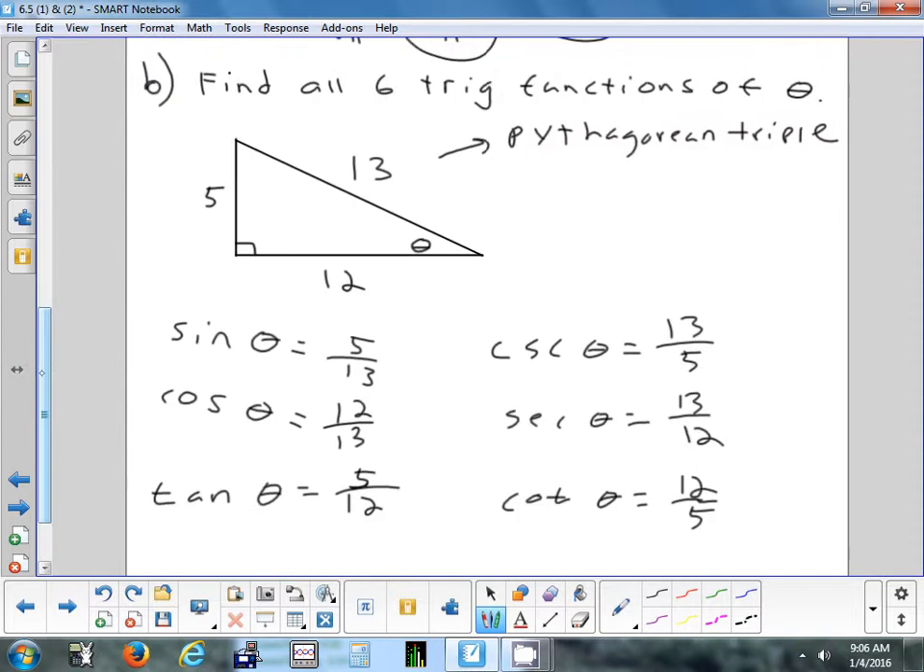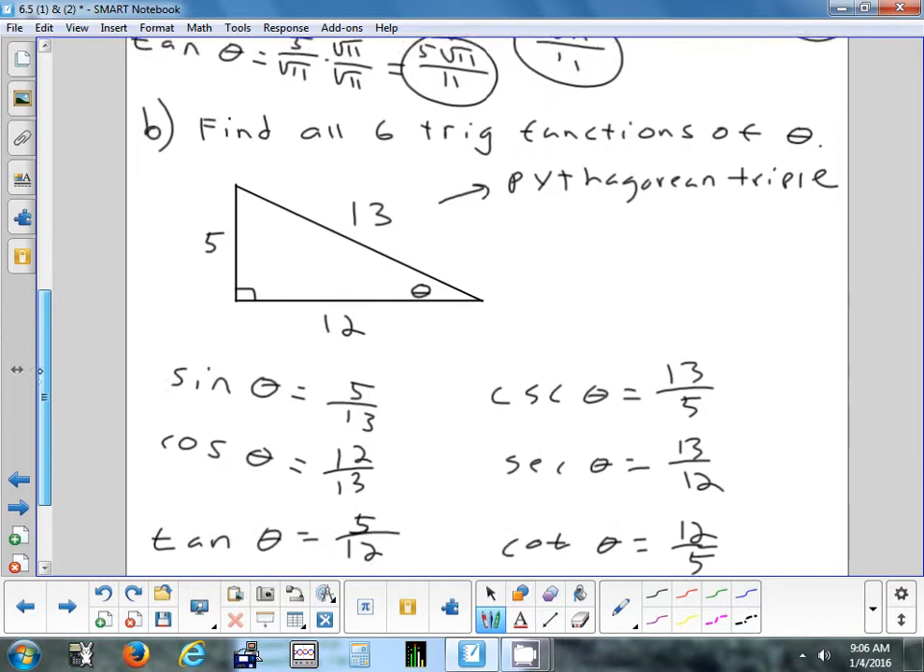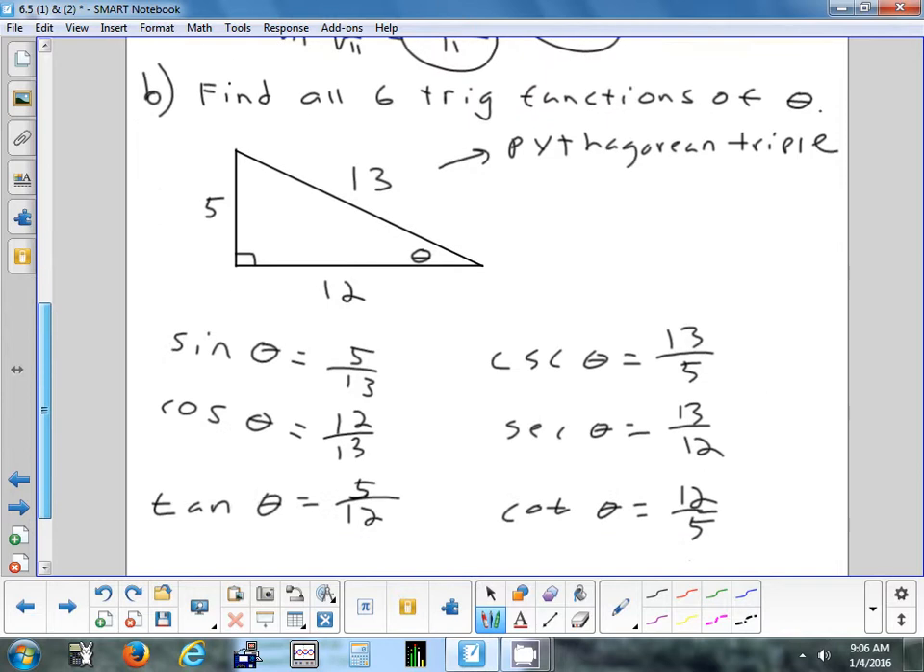Chances are I wouldn't ask you for all 6 in one problem. This would be 6 separate problems on the test. So I'm not going to ask you to probably do that many. Any questions on that? All right.